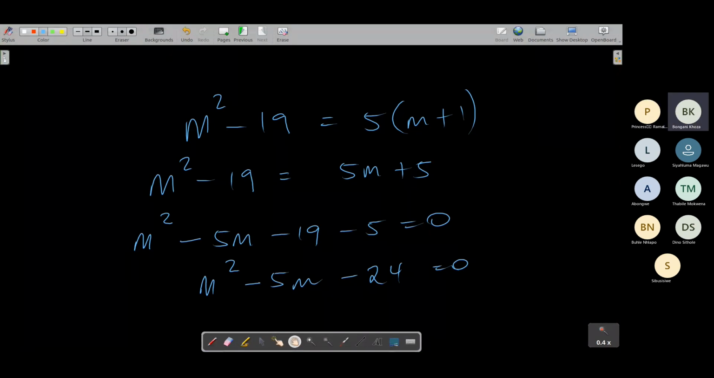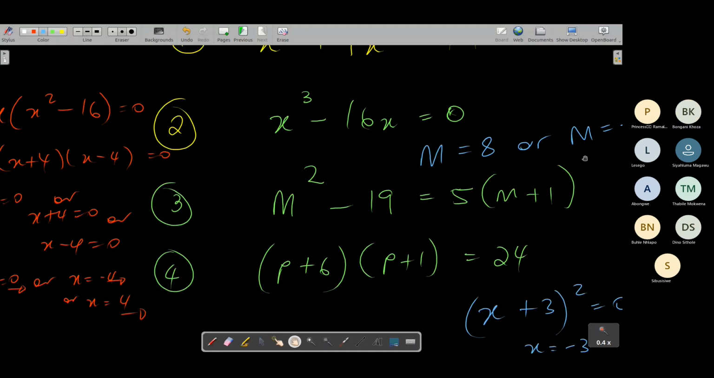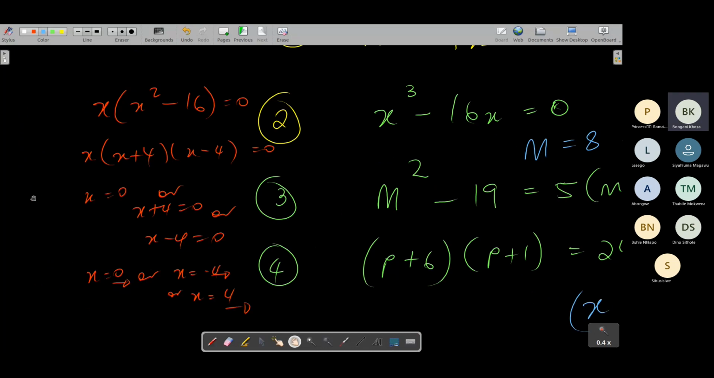I don't think we still have anyone using Zoom. Are the people on Google Meet seeing and hearing everything? Zoom is a nightmare for me. All right, so this is what you're supposed to have, and then factorizing that, you're just going to carry on from that one. All right, for the last one, did we get it?